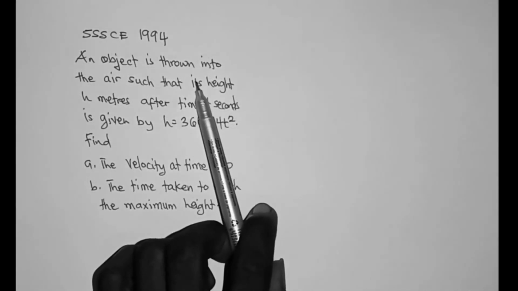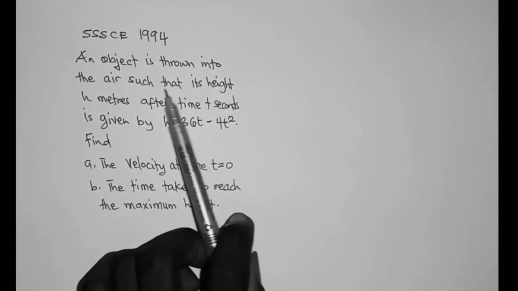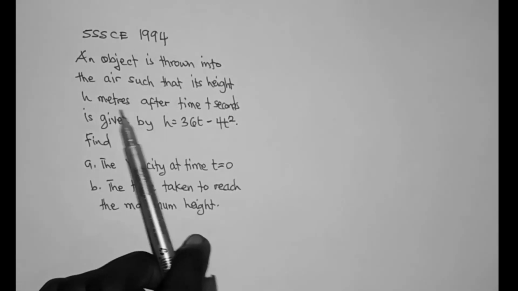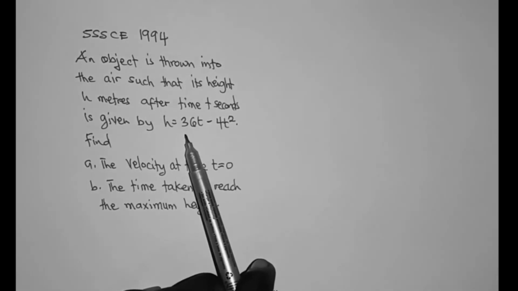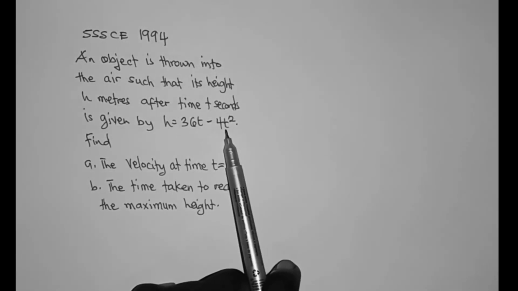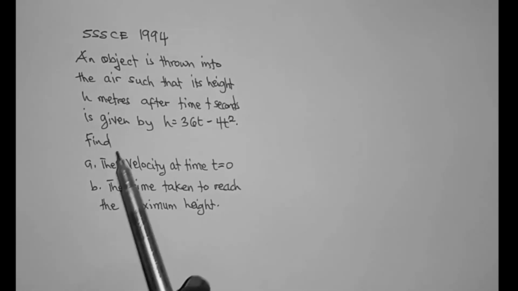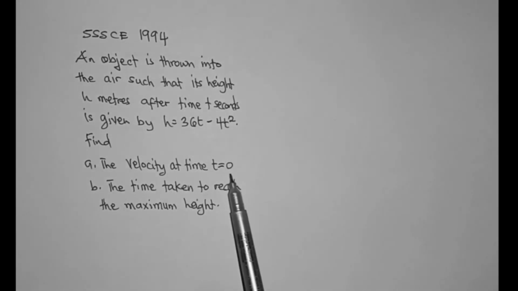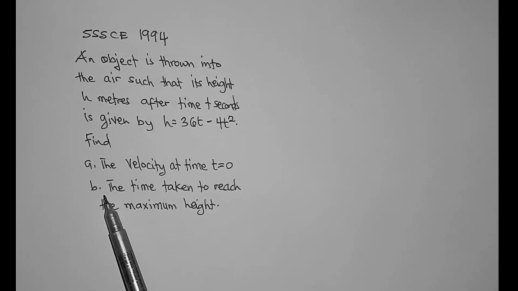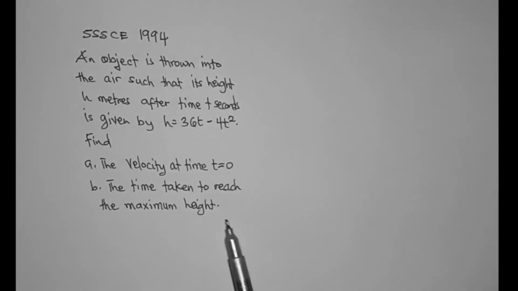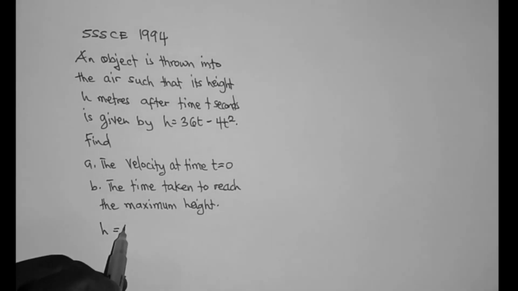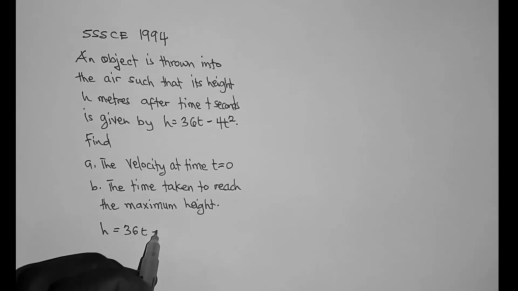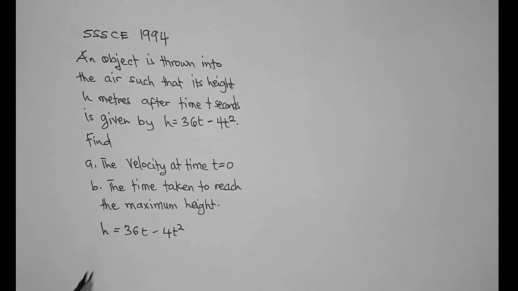An object is thrown into the air such that its height, h meters, after time t seconds, is given by h equals 36t minus 4t squared. Find A, the velocity at time t equals 0, and B, the time taken to reach the maximum height. So we're given h, the height, as 36t minus 4t squared.